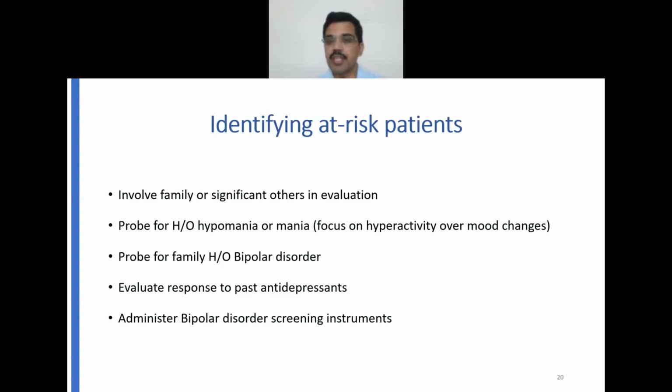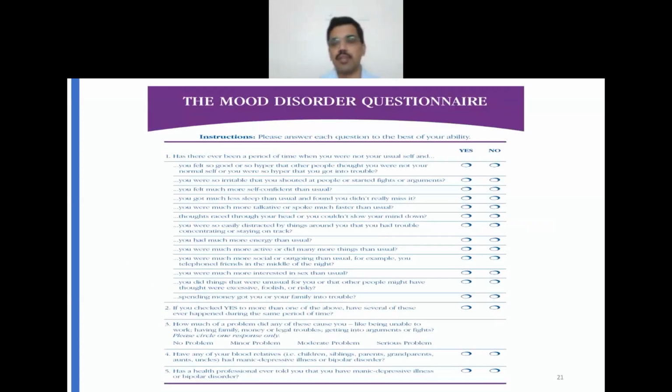Is there any observable change in the degree of hyperactivity or any observable subjective change in the mood state, which has sustained over a period of time, which was observable and recognizable by both the patient as well as the caregivers. Probe for a family history of bipolarity and evaluate for a response to past antidepressants. And then we can administer some bipolar disorder screening instruments. Now, these are some interesting screening instruments which can help aid in the diagnosis of bipolar depression.